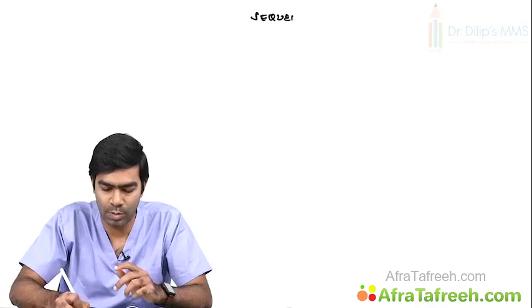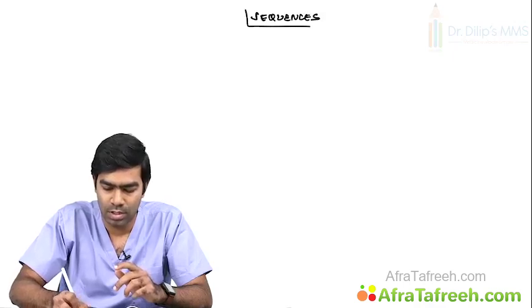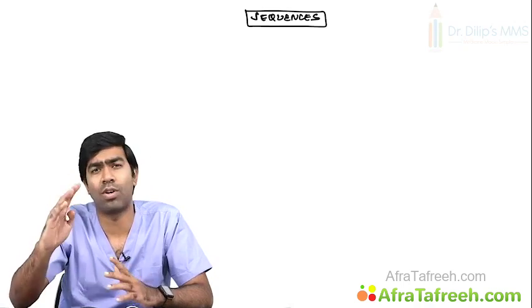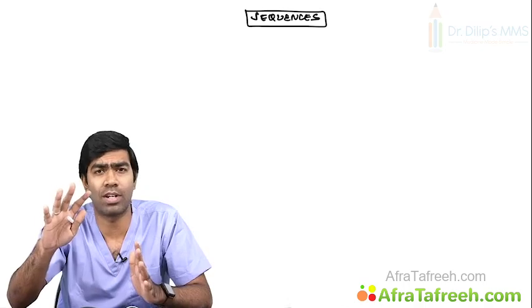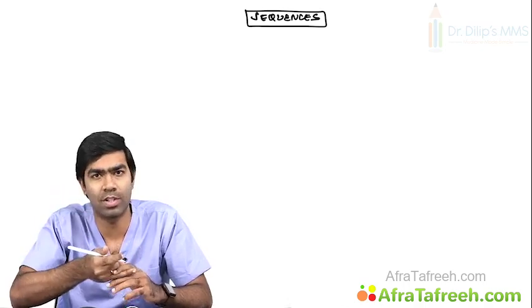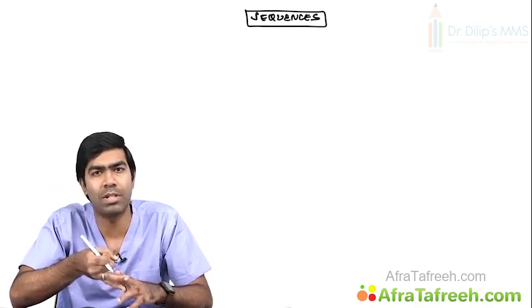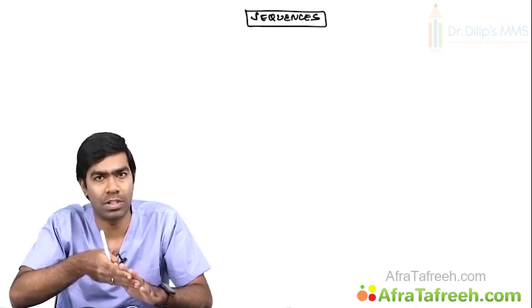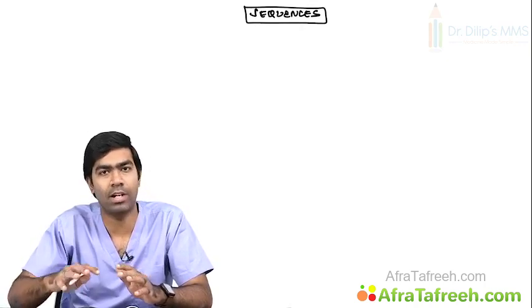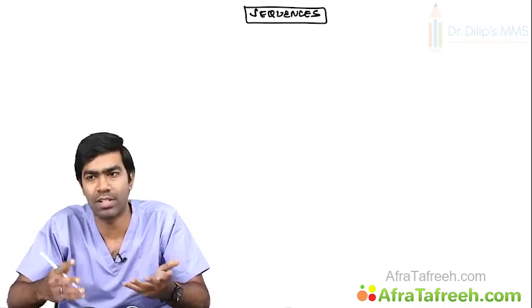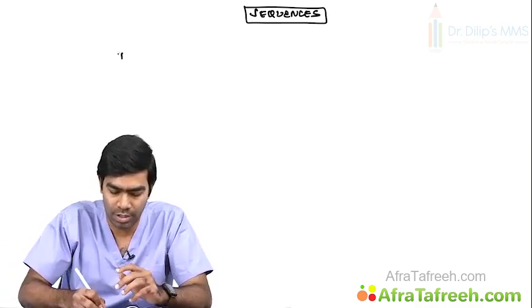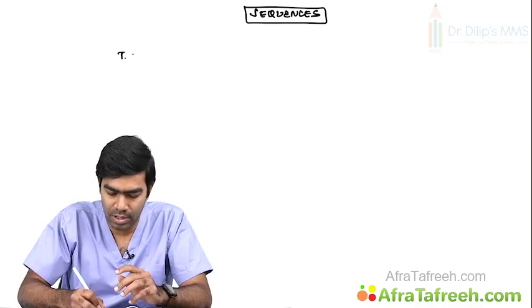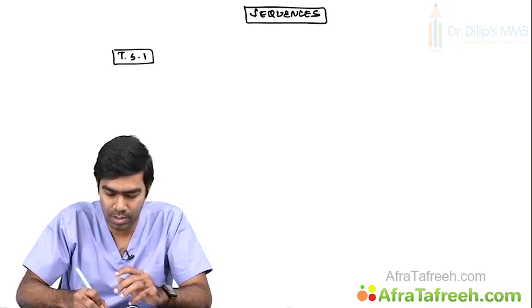So what are the intubation sequences? Sequence-wise, we have four classic sequences for endotracheal intubation. One is the traditional sequence intubation. Second one is the rapid sequence intubation. Third one is the delayed sequence intubation. And fourth one is the awake intubation. These are the four classic sequences we have. In that, let us compare and contrast what the differences between each of them are. Let us understand. So the first one is the traditional sequence intubation.